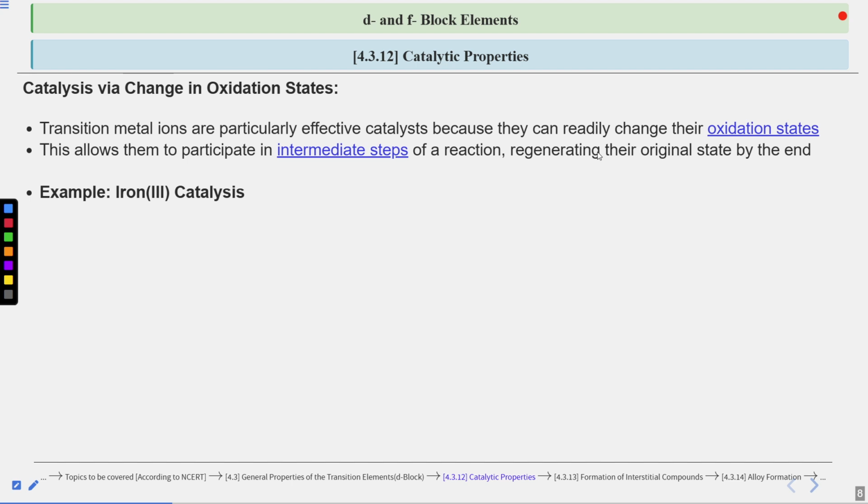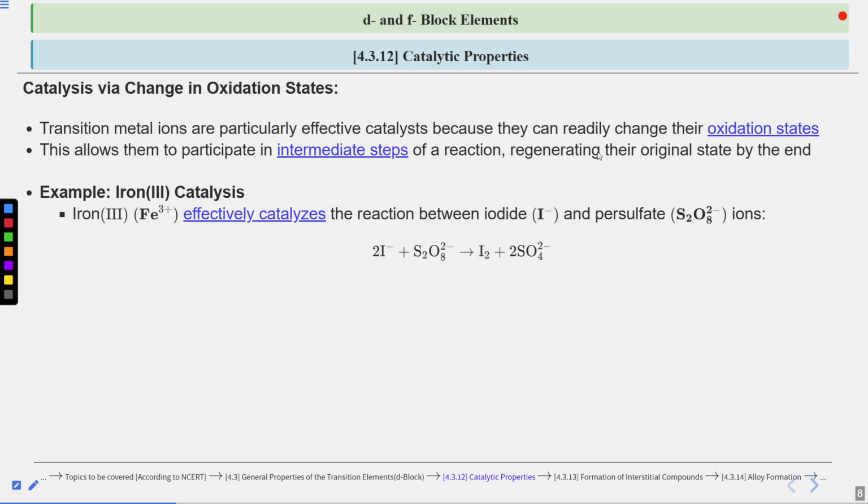For example, let's say iron catalysis, where iron is in the +3 oxidation state. Fe3+ effectively catalyzes the reaction between iodide ions and persulfate ions. So when I- and S2O8 2- ions react with each other, this process is catalyzed by the Fe3+ ions. You can see the reaction here: 2I- + S2O8 2- giving I2 + 2SO4 2-. This reaction between the iodide ions and the persulfate ions is catalyzed by the Fe3+ ions.